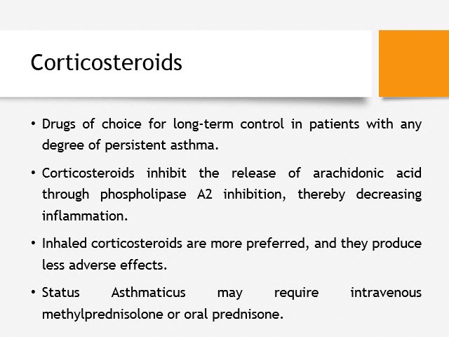The corticosteroids are drugs of choice for long-term control in patients with any degree of persistent asthma. They decrease bronchial inflammation by inhibiting the release of arachidonic acid through phospholipase A2 inhibition. The inhaled corticosteroids are preferred over oral corticosteroids because they produce fewer adverse effects. In status asthmaticus, intravenous methylprednisolone or oral prednisone can be administered.